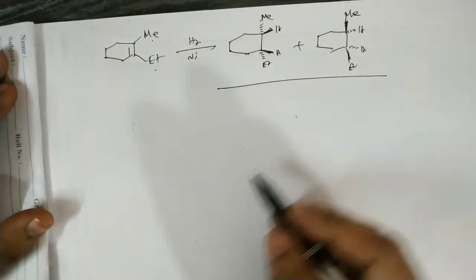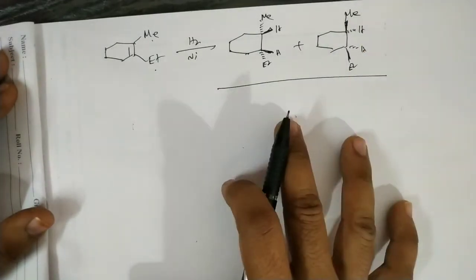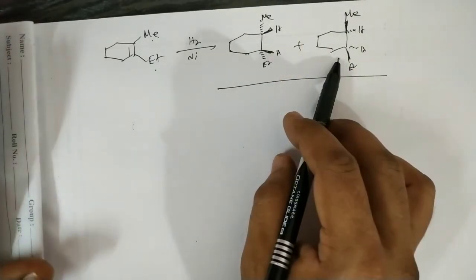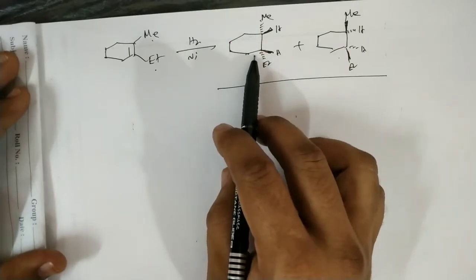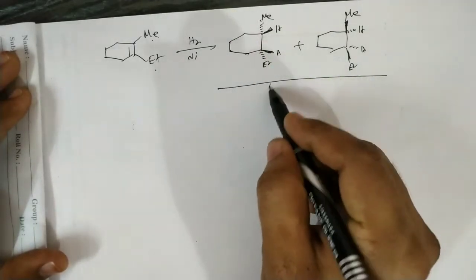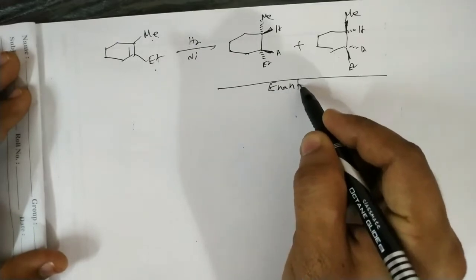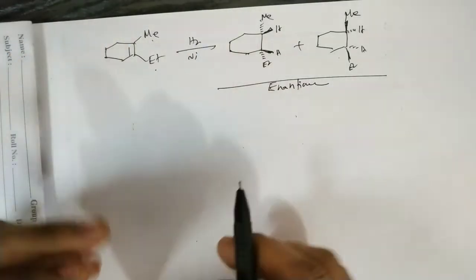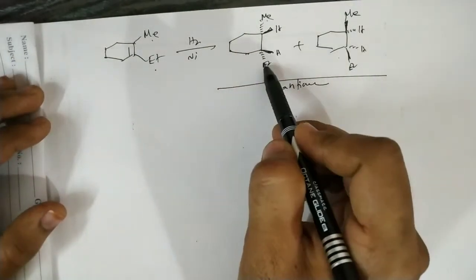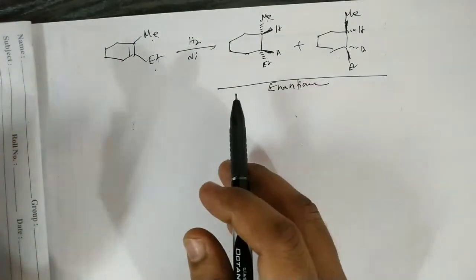So now what is the relation between these two? These two are exactly mirror images. Okay, each one has chiral carbons. Of course, this compound has two chiral carbons. And here these two are mirror images. The relationship between these two is enantiomers. So why are these enantiomers? Why are these optically active? Because there is no plane of symmetry. Here methyl and ethyl are different alkyl groups, so symmetry is not possible.